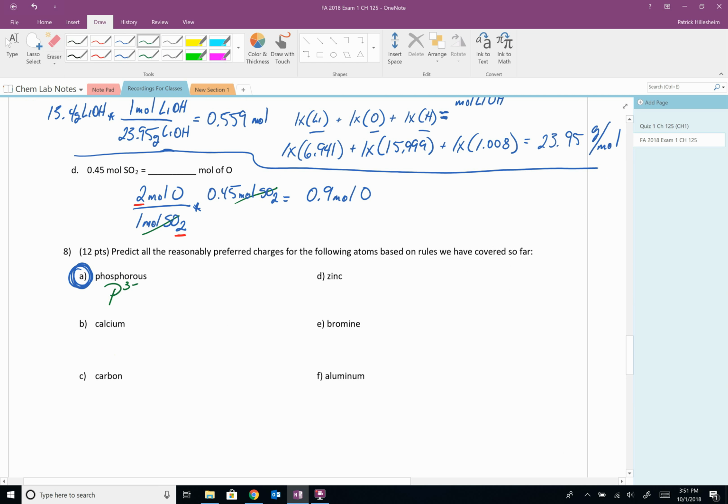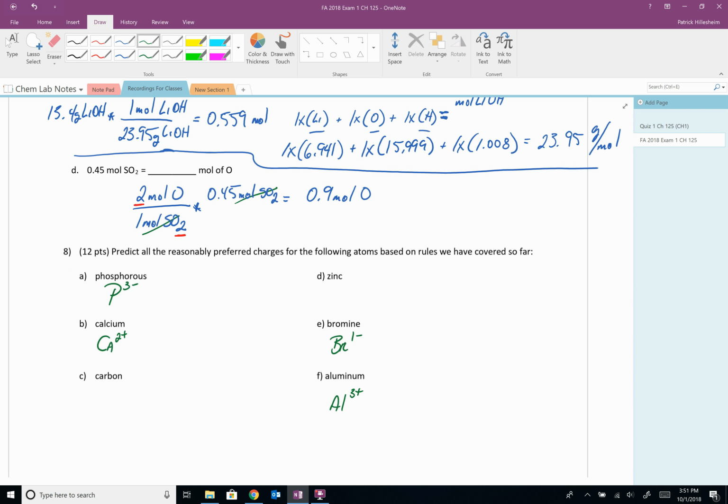I'm going to fill in the other ones real quick. I am doing the same thing. Calcium has the 2 plus. Bromine 1 minus. Aluminum 3 plus. Okay. So if you want to pause real quick and see if you can catch up with those answers, how I got those, that'd be great. And I'm going to talk about carbon and zinc real quick.